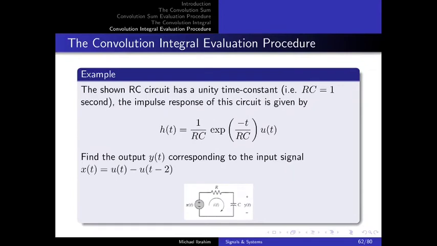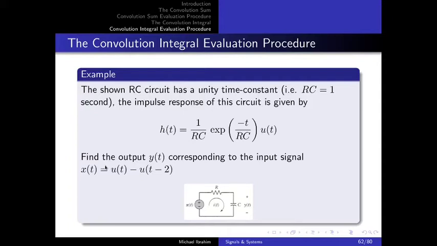Okay, let's consider our next example over here, where we have an RC circuit, the one we have seen maybe in circuits, and we are given the impulse response to be 1 over RC e to the negative t over RC u of t. And we need to find the output of such a circuit for an input x of t equal to u of t minus u of t minus 2. So again, this circuit is an LTI system, linear time invariant system. We have an impulse response, we have an input. So in order to find the output, we need to do the convolution.